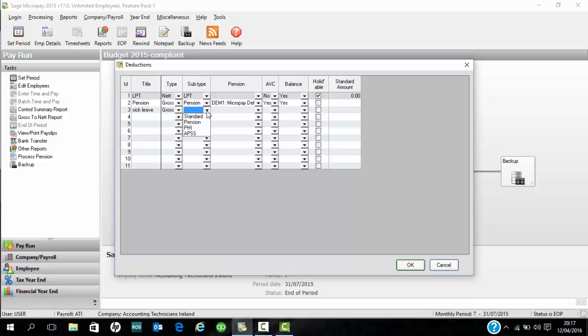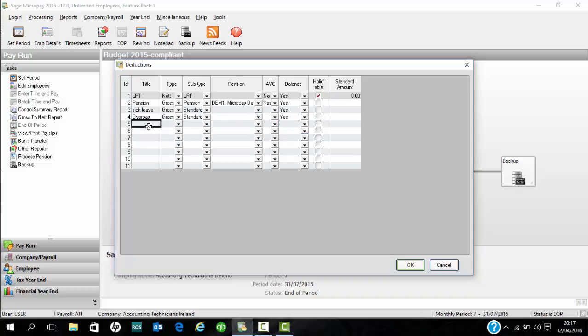Okay, your subtype, standard, it's not pension, no AVCs, and as I said, do you want to keep a balance or running total? Okay, right, sick pay, none. Overpay, where you paid previously, would be that way. It generally doesn't get gross. Standard. Yes, we want to keep a balance on it.